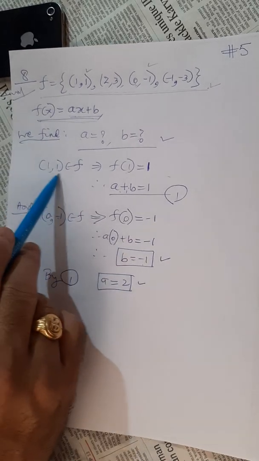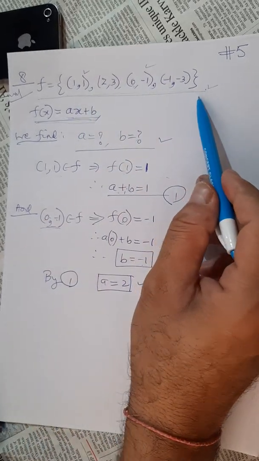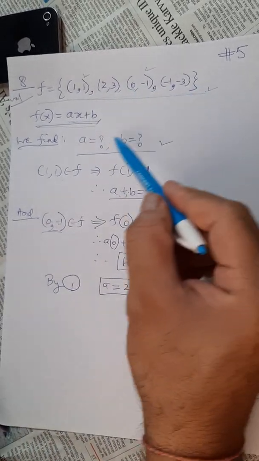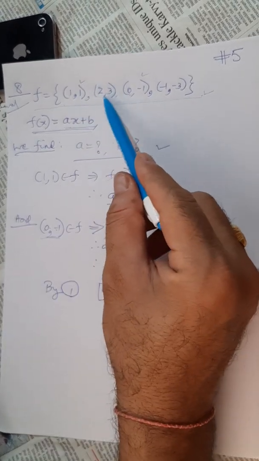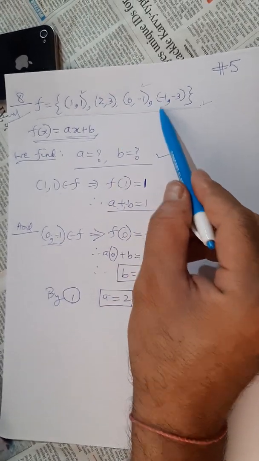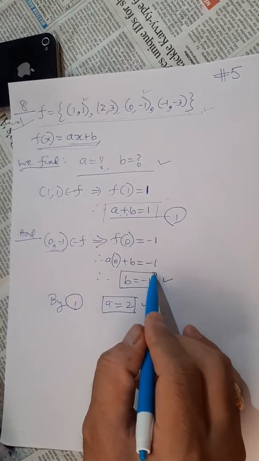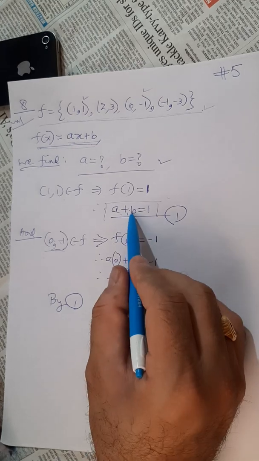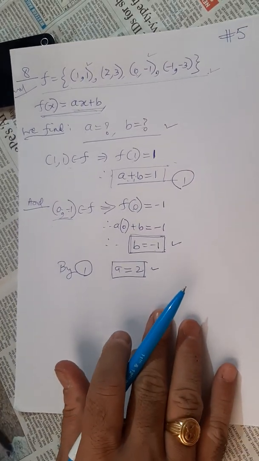Now there is nothing special about 1, 1 and 0, minus 1. You can use any two ordered pairs. Why do you need to use two ordered pairs? Because you want to get two unknowns. You can use this and this, you can use this and this, you can use this and this. So you'll get two equations in a and b, and then you solve them. We got b here, which is minus 1. Put it here. If I take it to the other side, a is 2. So these are the values of a and b.